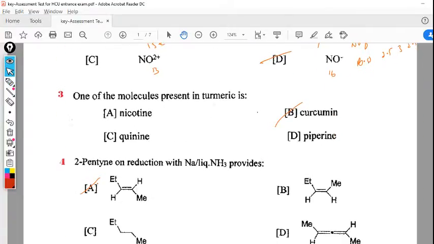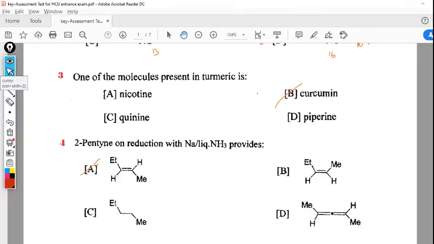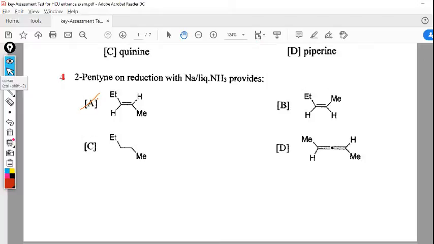Next, turmeric. It is present in curcumin, which is the pigment of yellow color. Next, on reduction of the alkyne, it will give the trans product. From an alkyne it will give the trans product, that is the E product. That is what this is. Next.